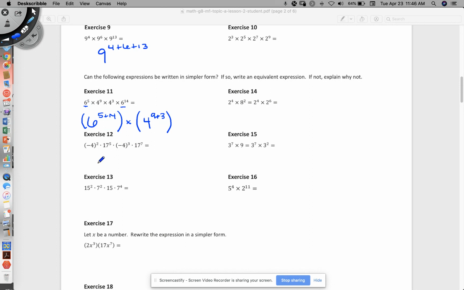So let's try number 12. I'll do one more. We have 2 negative 4, so there's one of my bases. So we're going to say negative 4. The exponents are a 2 and a 3, so we're going to do 2 plus 3. And we're going to multiply that by the other set, which is 17, and 5 plus 7. And that's it. So I'm going to let you do 13 through 16, and I'll meet you on 17.